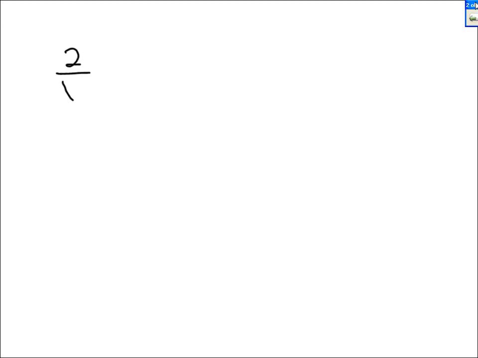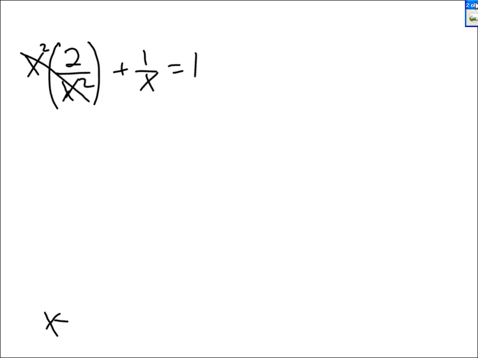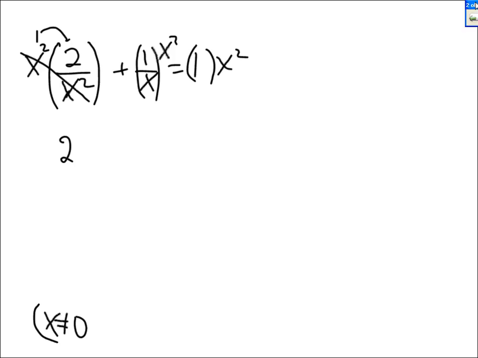You have 2 divided by x squared plus 1 over x equals 1. Believe it or not, this is a quadratic equation, because the LCM of the two denominators, x squared and x, will be x squared. If I multiply this one by x squared, the x squares cancel out, providing x is not 0. 0 over 0 is not 1. And if I multiply this by x squared, you get 1 times 2, provided x is not 0.